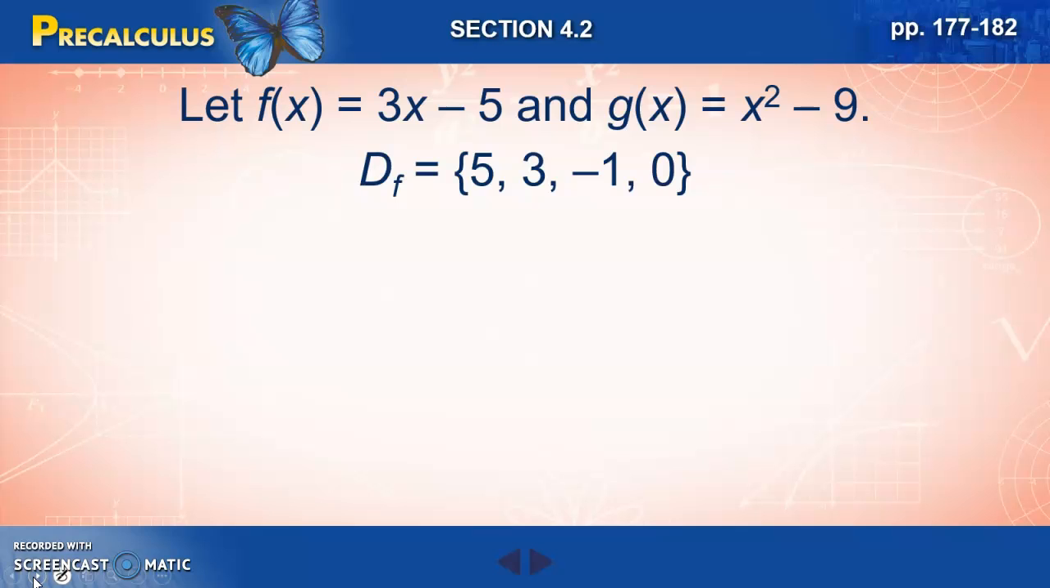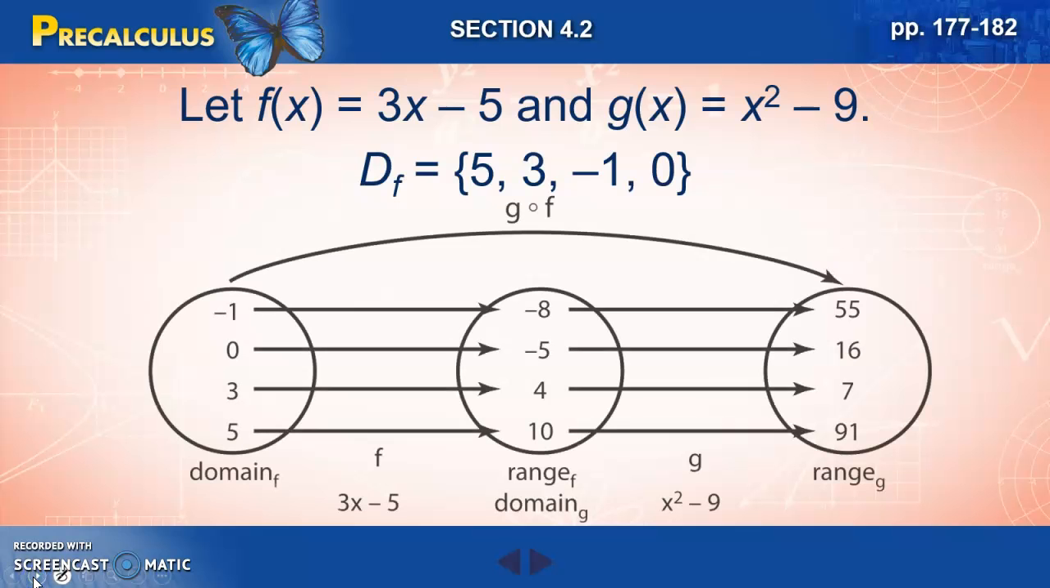f of x is going to be 3x minus 5, and g of x equals x squared minus 9. And here's our given domain here. Okay, this is going to be what it looks like using our mapping diagram. Again, we won't use a mapping diagram every time, but this just shows what's happening. So we start with the innermost piece. So if we are finding g composed with f, we're going to start with the innermost piece, this f of x, and evaluate it first.